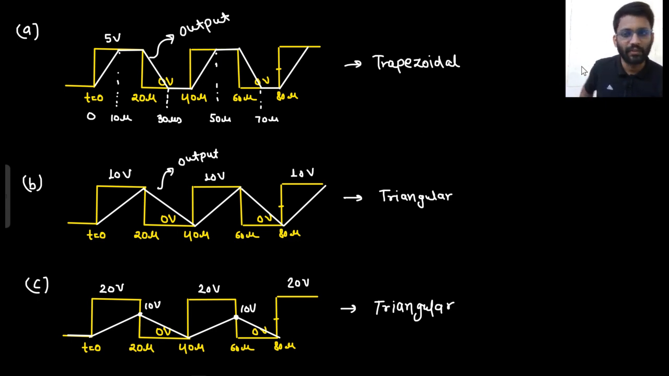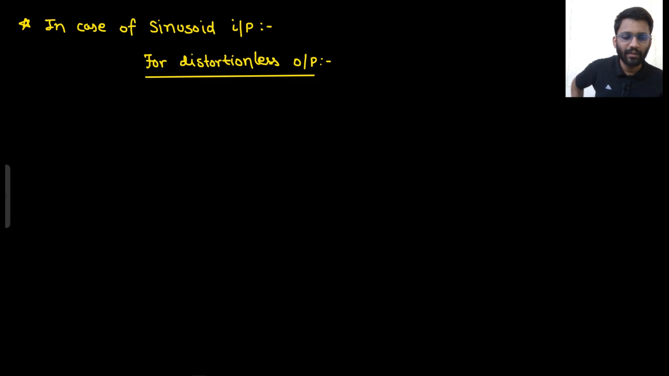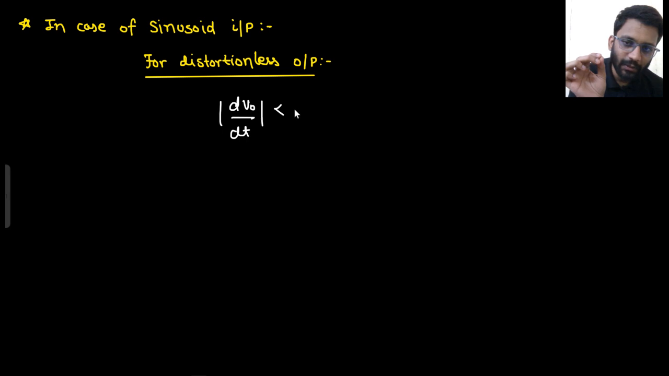Well and good. So this was the question, right? Yeah, so in this way we have understood the slew rate. Let's just see one more point. What is that point? In case of a sinusoid input, you want a distortionless output. For that there is a condition that the magnitude of dV naught by dt should be lesser than or equal to the slew rate.